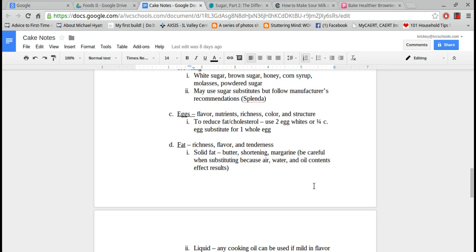Fats, we learned so much about these in our last chapter, but they do add richness, flavor, and tenderness. Remember, the fats that you substitute in and out are going to affect the quality, like we learned in our cookie lab, and the difference between shortening and margarine.